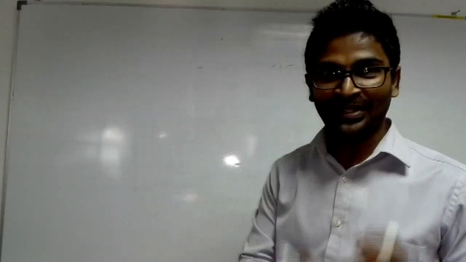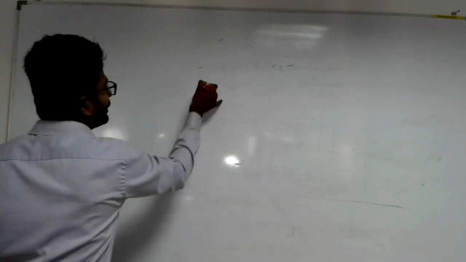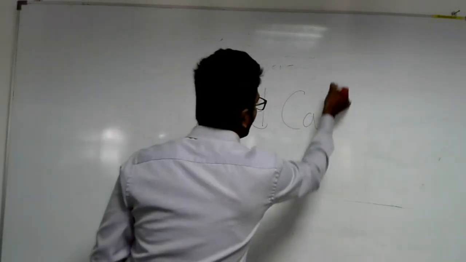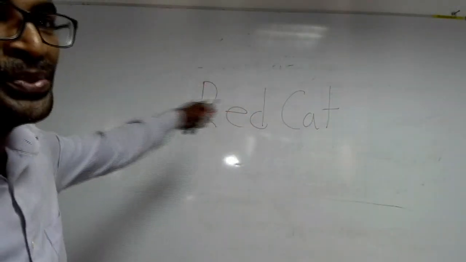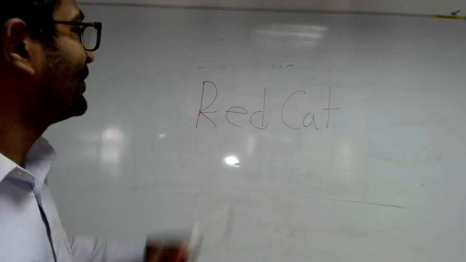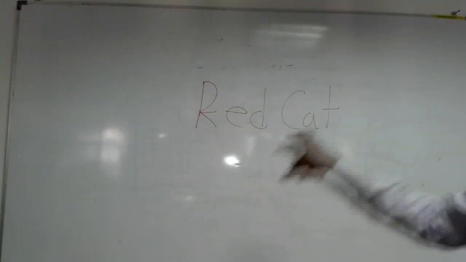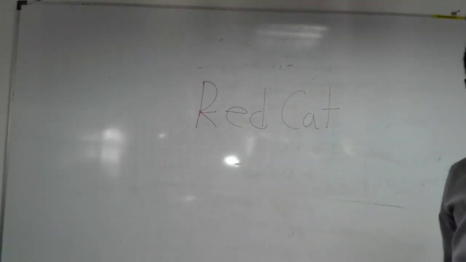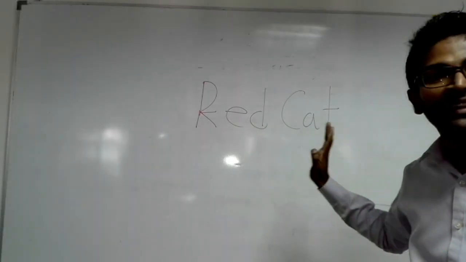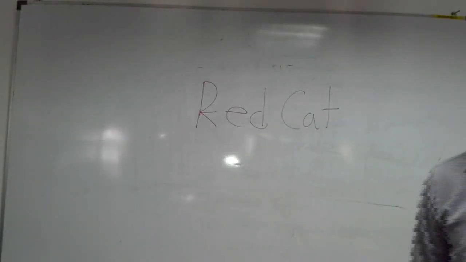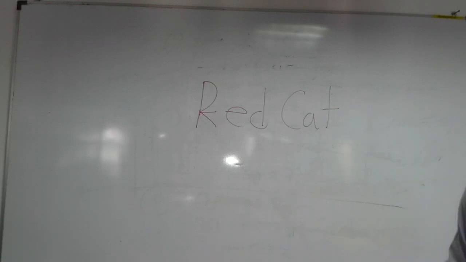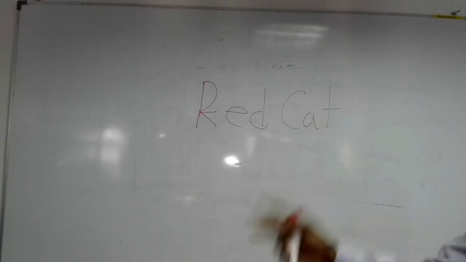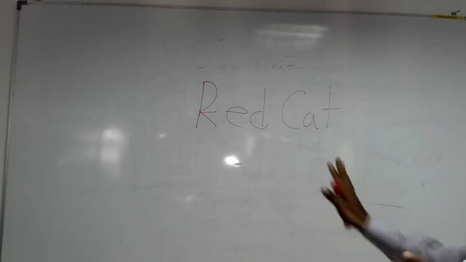This is a very important tip. REDCAT. REDCAT means the reduction part is the cathode of the electrochemical cell. Very simple, you can identify it. Now, if they ask you to write the anode and cathode, you can find only the reduction part, and the reduction part is the cathode. Then you can eventually find the anode. That is very simple. REDCAT.